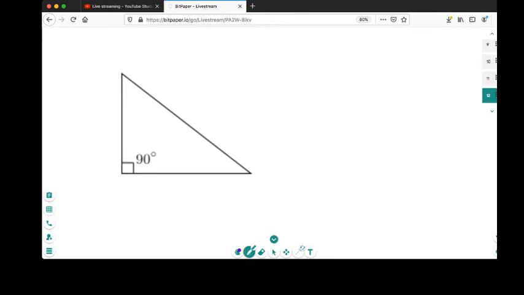So one really important concept that we need to understand about a right angle triangle, if you guys recall the concept of the Pythagorean theorem, we always talked about this side length from here to here is called the hypotenuse.